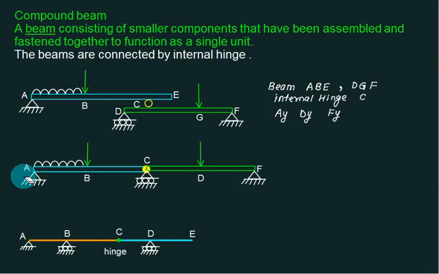Now this beam has no common part. So this one is one beam and this one is the second beam. The common letter is C. So C is the hinge. A hinge is shown by a dark circle. How many unknowns here? One is AY, one is CY, and FY.